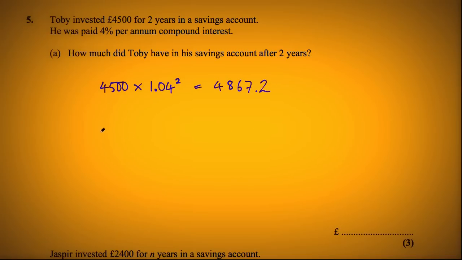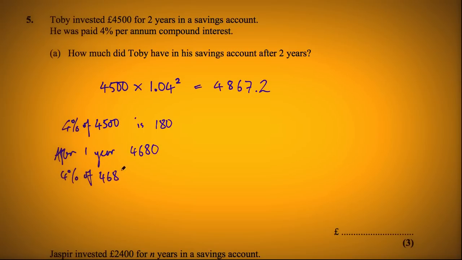Another way to do that, if you were going the slow method, would be to say 4% of 4,500 is £180. So after 1 year, you'd have £4,680. Find out what the 4% of 4,680 is and add it to that, and you'll end up also with 4867.2, which should be written as £4,867.20, because that's how we write pounds and pence.